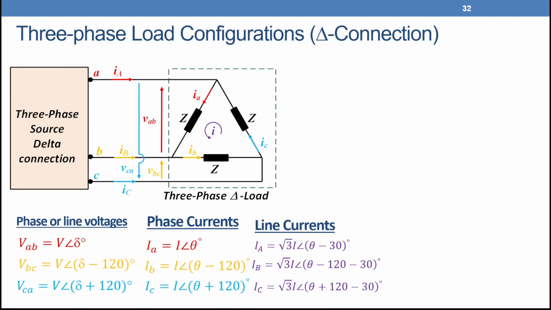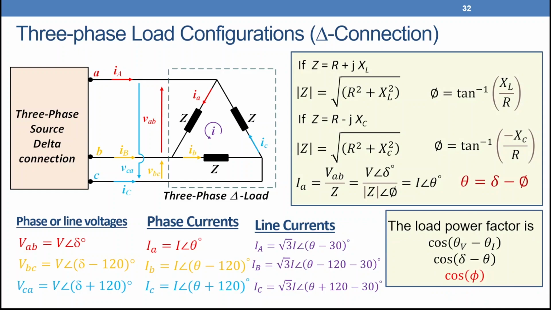But how do you calculate the phase current? And from the phase current you can calculate the line current. So if we have the impedance Z equals R plus jXL, again Z in magnitude will be √(R square plus XL square), and phi equals tan inverse XL over R. So don't forget the brackets please. And if the load is R minus jXC, this magnitude will be √(R square plus XC square), but phi equals tan inverse of minus XC over R.